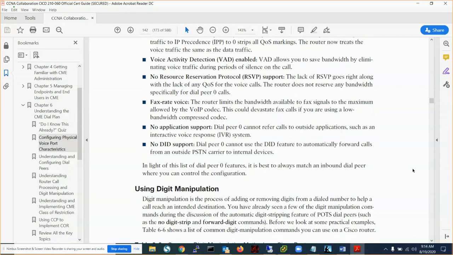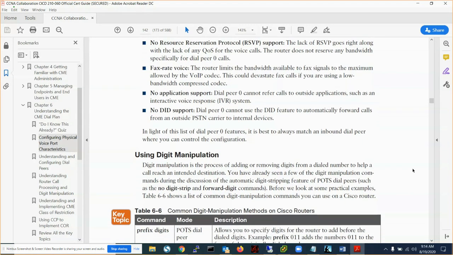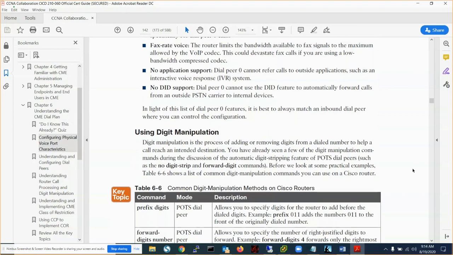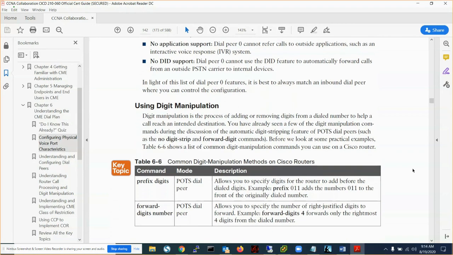So you've seen some of the disadvantages, like in Nigeria, where you were asking about this morning. You don't want to use dial peer zero at all costs unless you really have no choice. In light of all the features, it's best to always match an outbound dial peer where you want to control your own configuration. That was said in here, right?